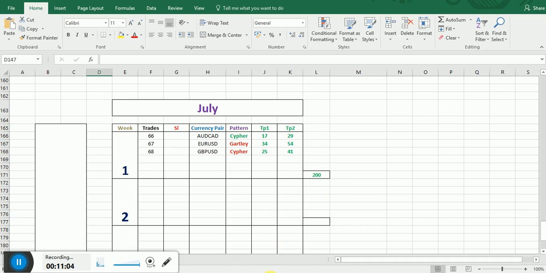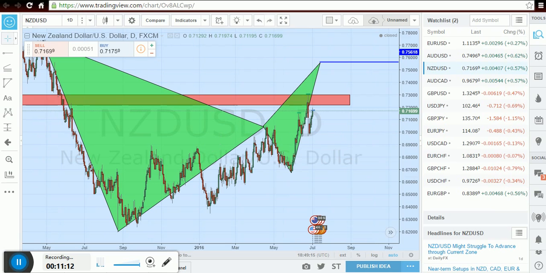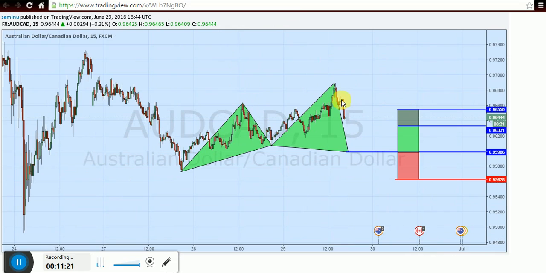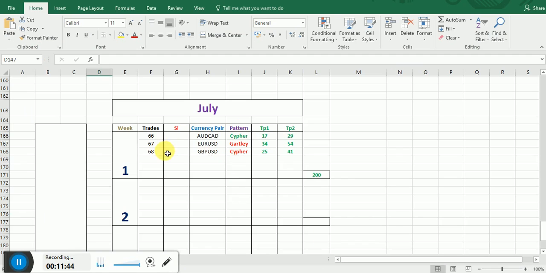So I'm going to show you a couple of the trades that we took. The first one was the Aussie dollar against the Canadian dollar, where we had a cipher pattern. Bringing up the chart, I have to drop all the way to the 15-minute chart on the Aussie CAD. As you can see, we had a trade right there. The market completed around 95.98, came back down, and took us in on our order. We did have a little spike below, but it never came close to our stop loss. Then the market rallied back up, hitting our first and second target, giving us a total of about 46 pips on that trade.